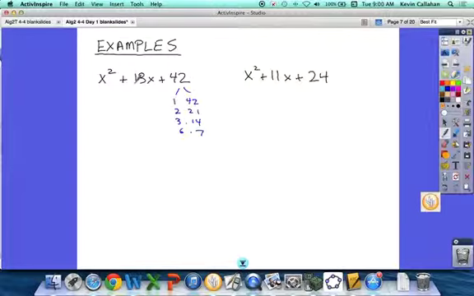So once you find the factors that add up to that middle number, those are the two that you want. And so the factoring works like this. You're going to write 2 sets of parentheses, and inside both sets of parentheses, they'll start with an x. And then we said 6 and 7, so it'll be plus 6 plus 7.